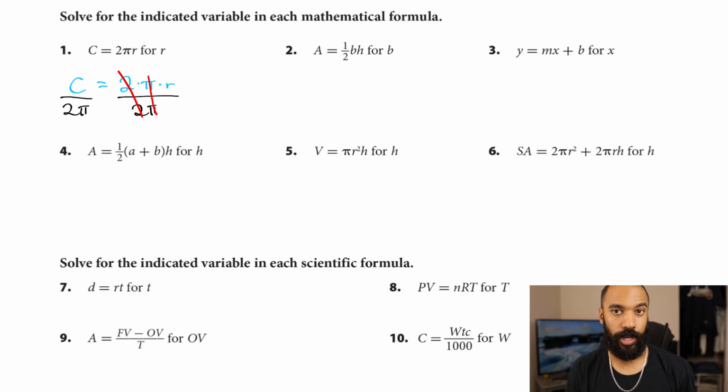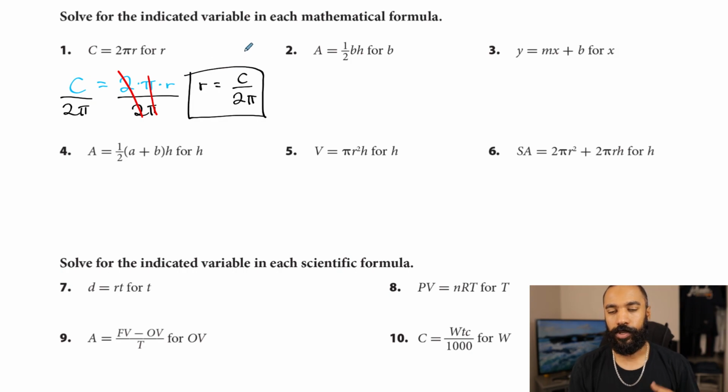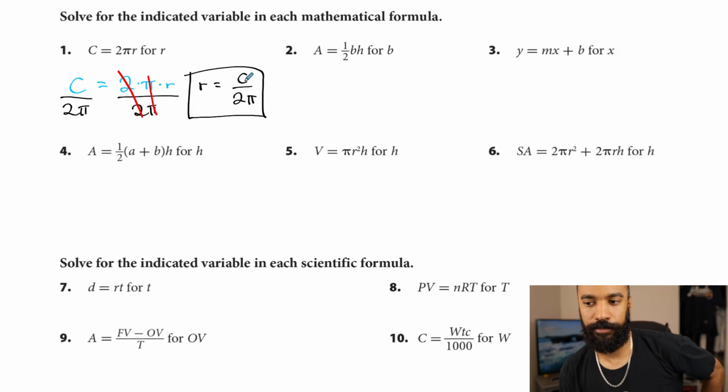This ideally solves for r. My equation can now say r equals c over 2 pi. And that's it. That's the answer. We solved for r in terms of c.